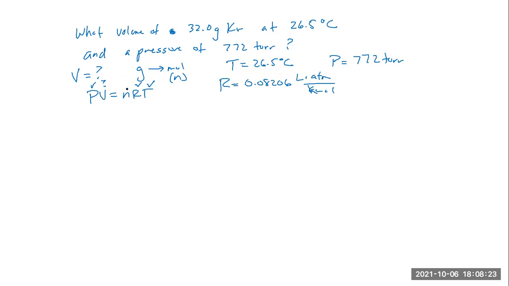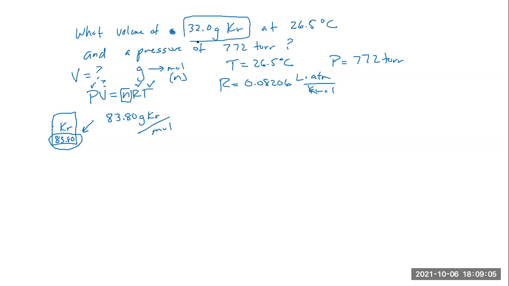So we don't really have moles, but we do have grams. This is where we would go to the periodic table to figure out the molar mass of krypton. If we look at krypton, I think it's 83.80. The molar mass comes from the number on the bottom. That means there are 83.80 grams of krypton in 1 mole of krypton, and we could use this as a conversion factor to get us into the correct units.